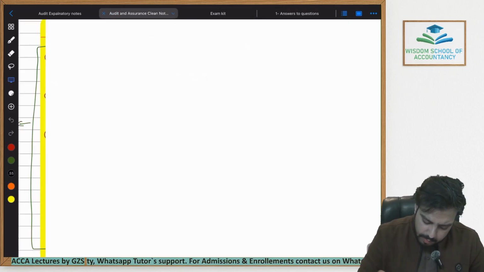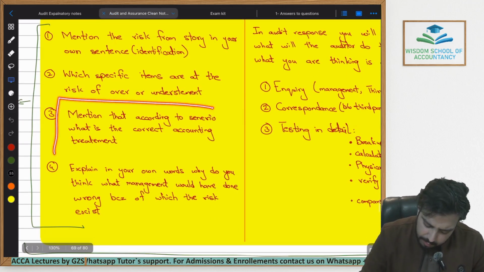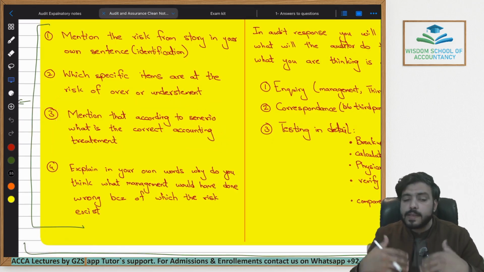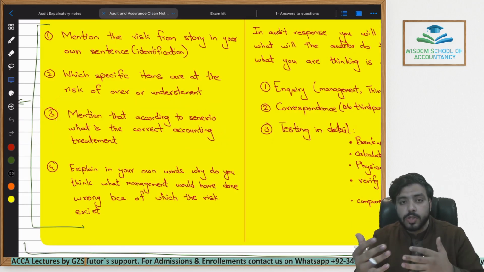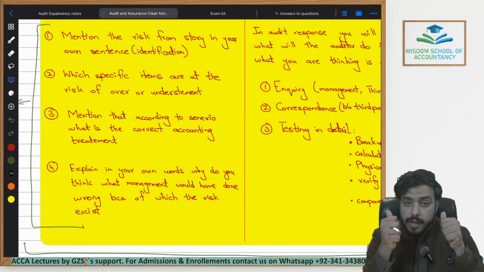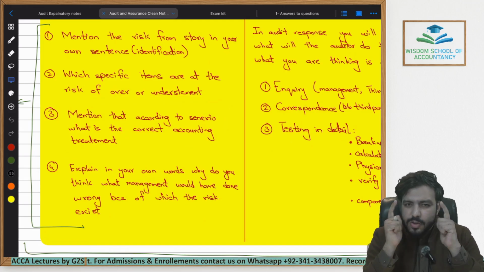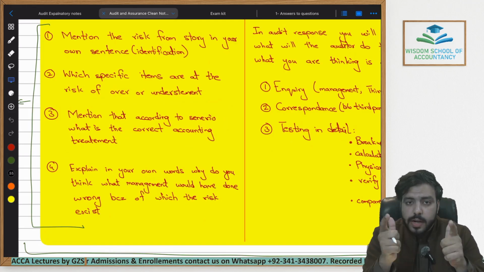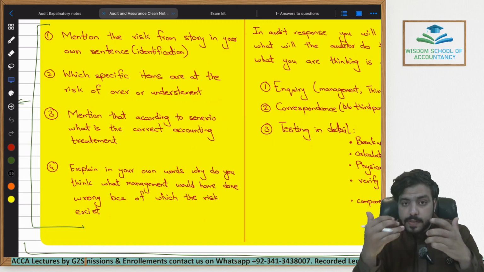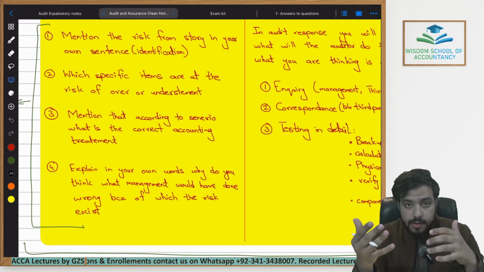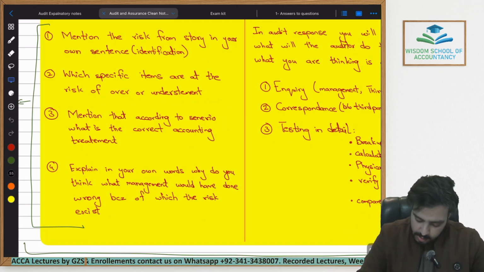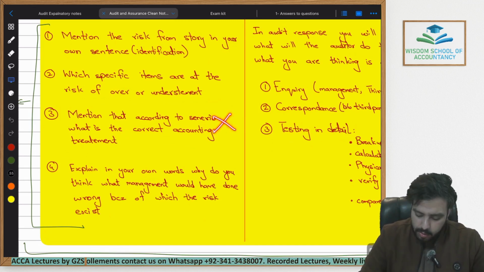Now, when I come to the third step, we had to mention which accounting treatment, or what the accounting standard says about this situation, how something has to be recorded. In the previous questions that we have done, we have discussed that there is no accounting standard that can be linked with these types of circumstances, because this is a detection risk. This is not a risk within the financial statements. So you can simply skip this. The examiner will not deduct marks for it.